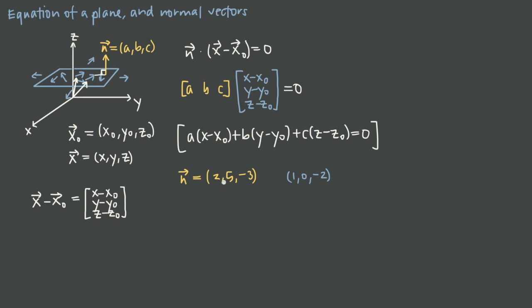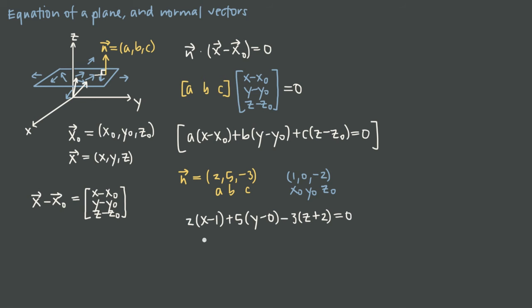So here's what that looks like. We match these up. We say that this is A, B, C, and this is x0, y0, z0. So we just plug in, and we get 2 times x minus 1 plus 5 times y minus 0 minus 3 times z minus a -2, or z plus 2, is equal to 0. And we could leave the equation of the plane this way, but we would probably at least want to simplify this y minus 0 to just y.